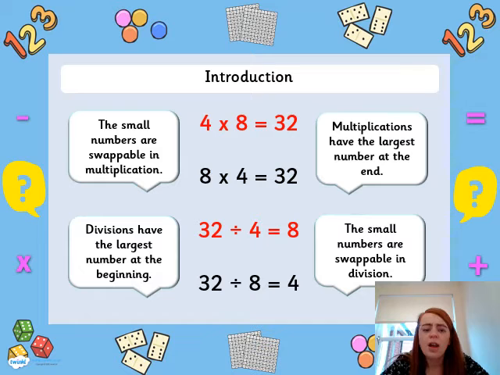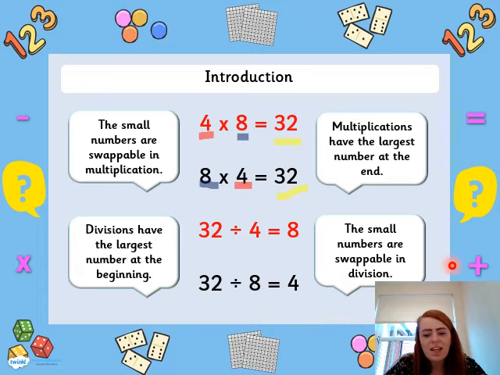So, well, there's a lot of patterns here, boys and girls. The small numbers are swappable in multiplication. So what that means is, in a multiplication, the biggest number is always at the end, okay, because multiplications have the largest number at the end. But it's got a 4 here and a 4 here, and we've got an 8 here and an 8 here. So when you're trying to find another multiplication calculation, when you've been given one, you just swap around the small numbers, but the biggest number always stays the same in a multiplication.